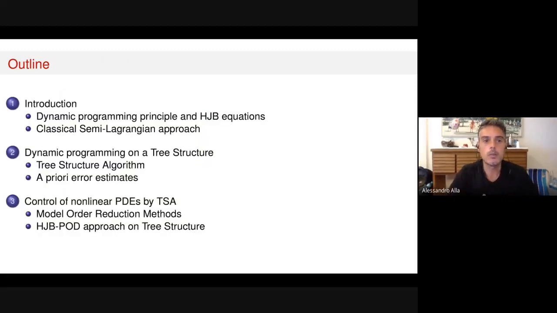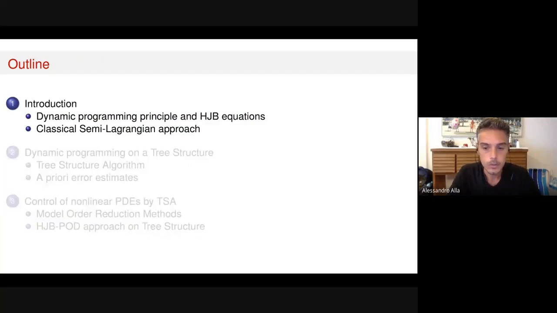This is the outline of my talk. In the first part, I will talk about the classical standard dynamic programming principle and the Hamilton-Jacobi-Bellman equation. Then I will go to recent work based on tree structure. And if there is time, I would like to talk also about the combination with model reduction. Let's see how the talk goes and how fast or slow I am. Feel free to stop me anytime. English, Portuguese, it doesn't matter. Really, just feel free to interact with me anytime.